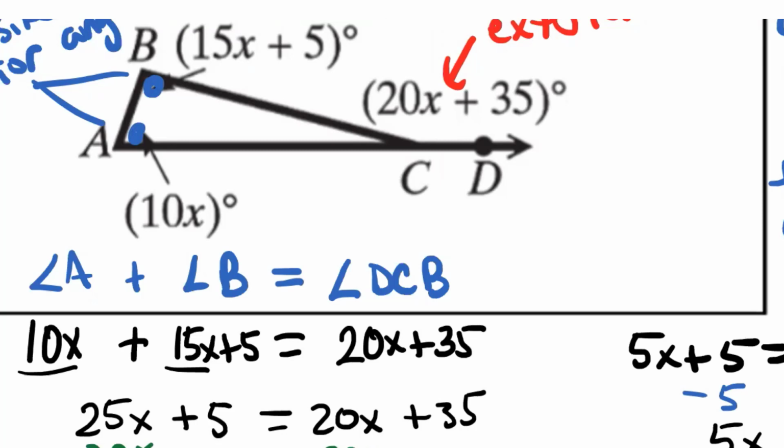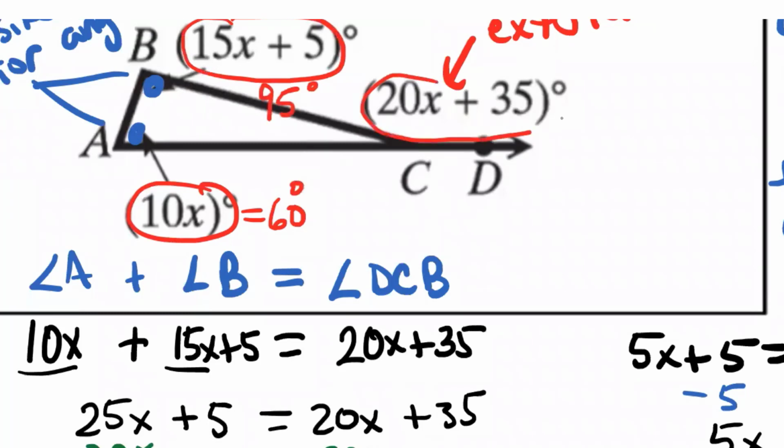So 10 times 6 up here is going to give us 60. 15 times 6 plus 5, what would that be? 95. And 20 times 6 plus 35, 120 plus 35 is 155. And what could we do if we wanted to just check if our answer makes sense? Add these together, and they should add up to 155, and they do.